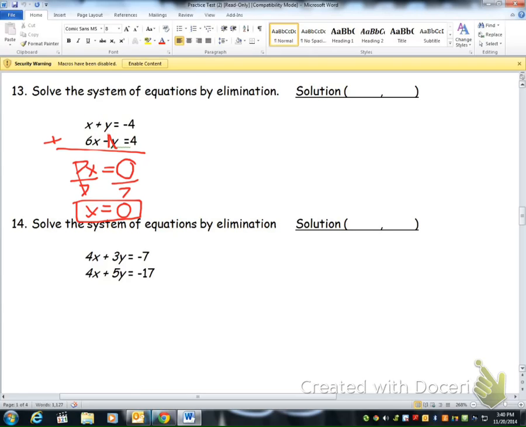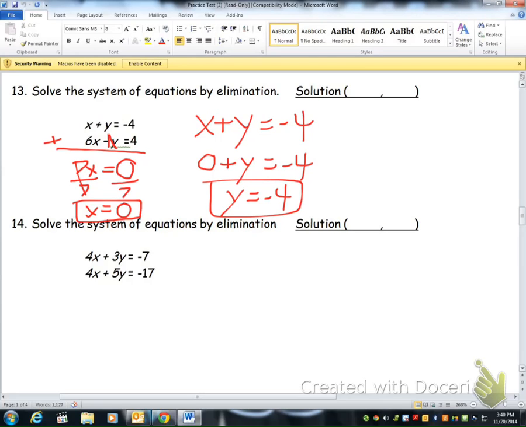Personally, I like the first one. So I'm going to do x plus y equals -4 and replace x with 0. So 0 plus y equals -4. And of course 0 plus y is y, so I get y equals -4. And that is my solution for number 13. So the next one that we have is question number 15.